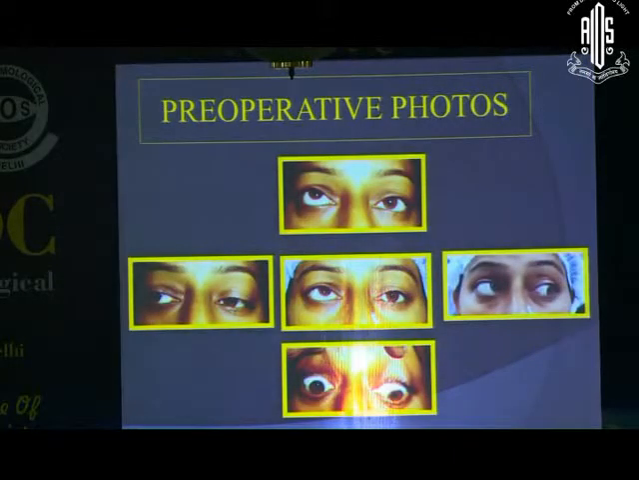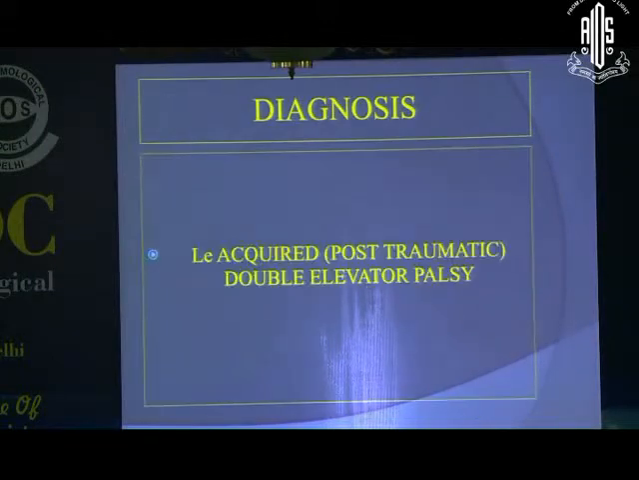The hypertropia is increasing in dextroversion, levoversion again, and in up gaze it is again increasing. In down gaze you can see there is a hypertropia which is increasing in down gaze also. Hypertropia, sorry. So in this case, what was the diagnosis again? Was it the right hypertropia, anything else, or what was the diagnosis? The diagnosis we made was left eye acquired post-traumatic double elevator palsy.